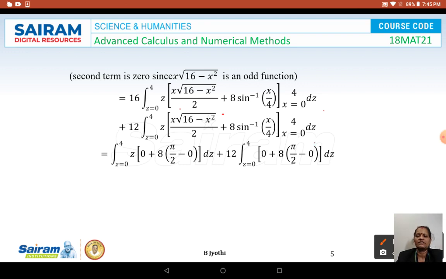And now we will substitute the limits. Then we get z is equal to 0 to 4, z into 0 plus 8 times of pi by 2 minus 0, of dz, plus 12 into integral z is equal to 0 to 4, 0 plus 8 times of pi by 2 minus 0, of dz. Now we need to finally integrate this result with respect to z and then substitute the limits.